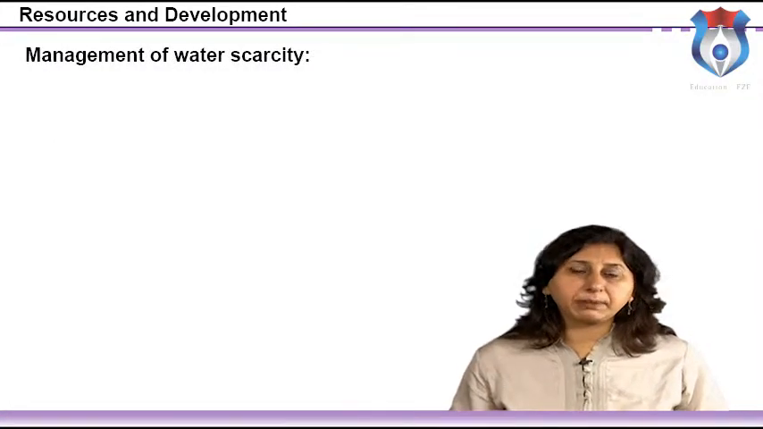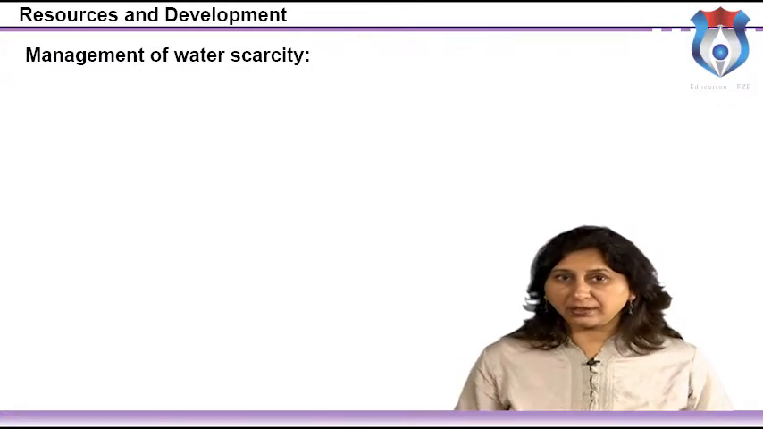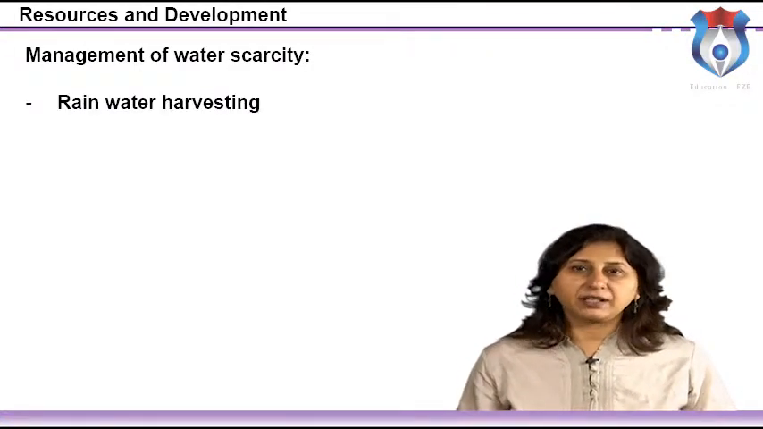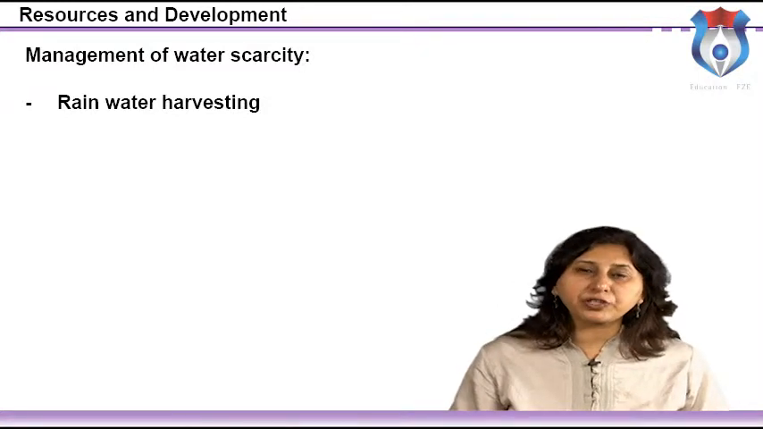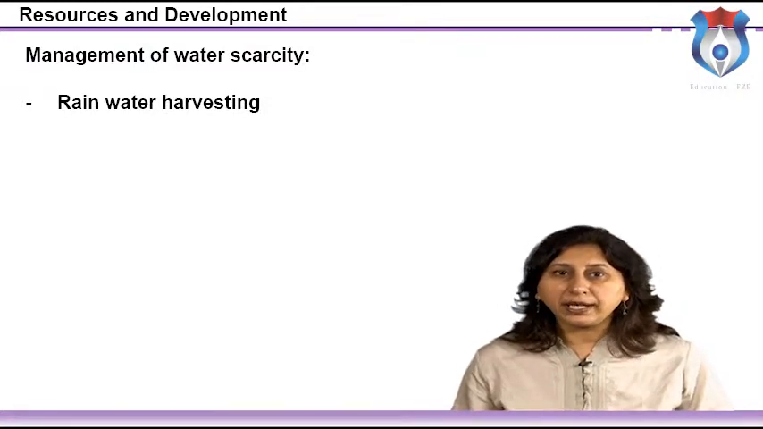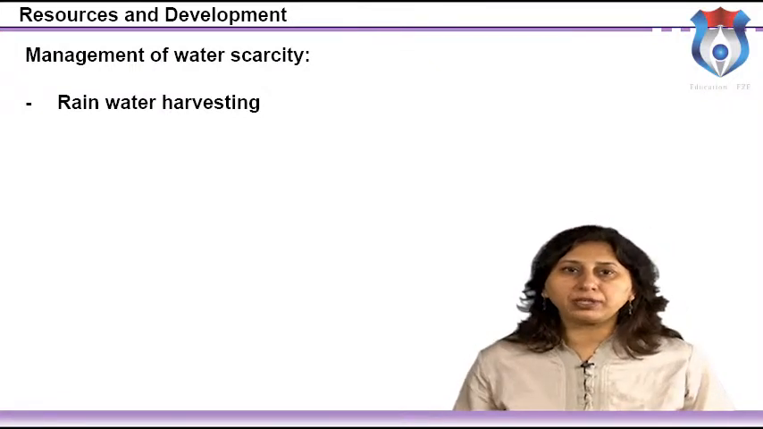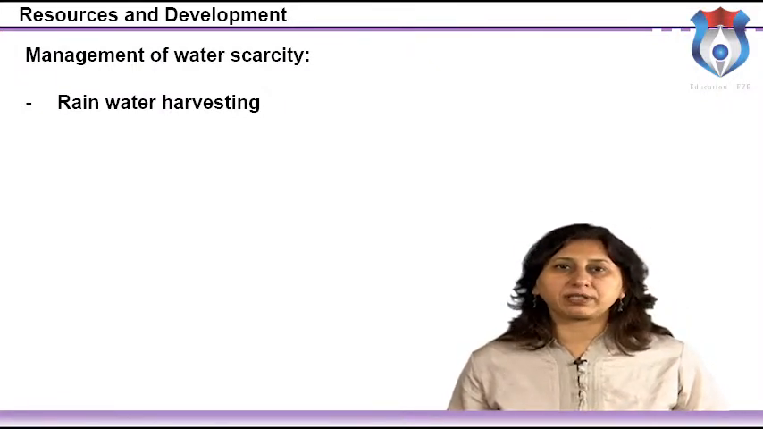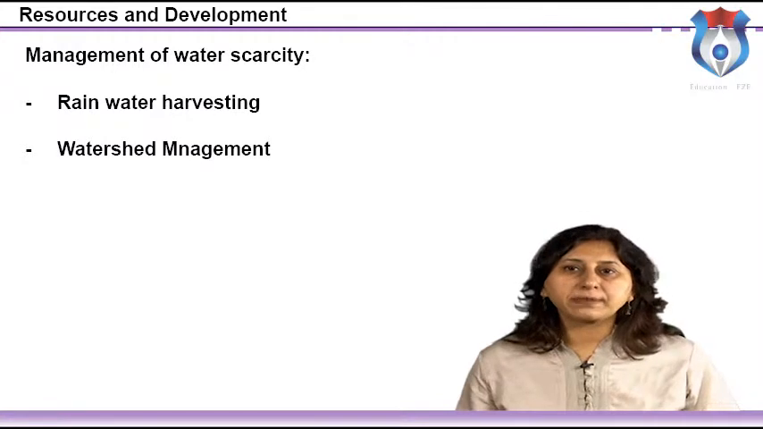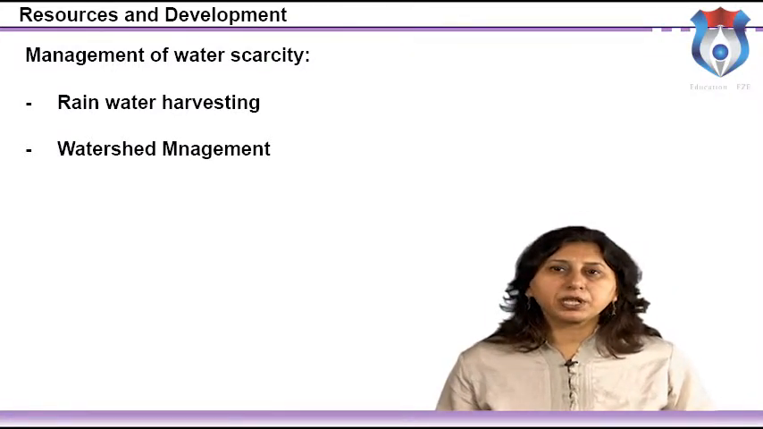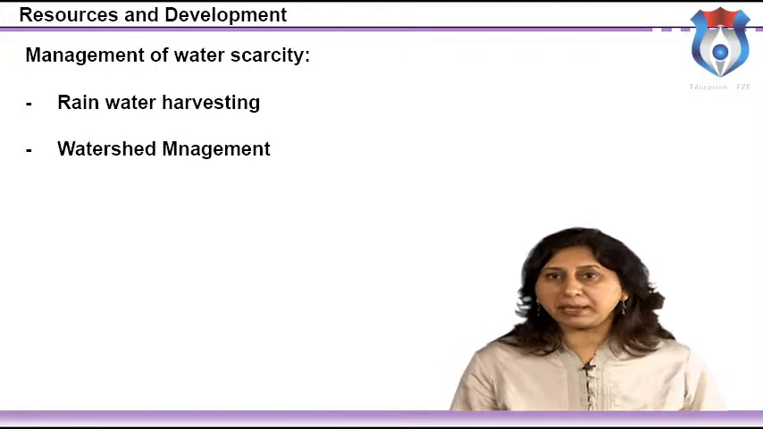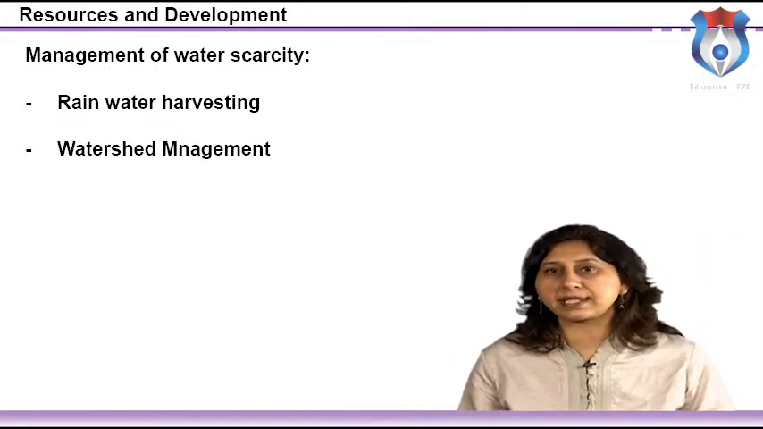Water scarcity can be managed using the following. Rainwater harvesting. Rainwater harvesting is the process of augmenting the natural filtration of rainwater into the underground formation by some artificial methods.